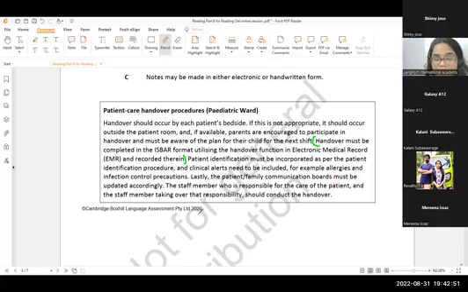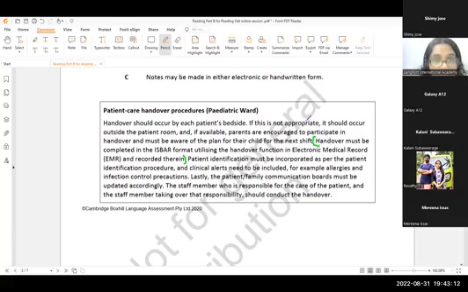The staff member who is responsible for the care of the patient and the staff member taking over that responsibility should conduct the handover. So the staff member responsible for the care, and the person who is taking over that responsibility, they should do the whole thing.